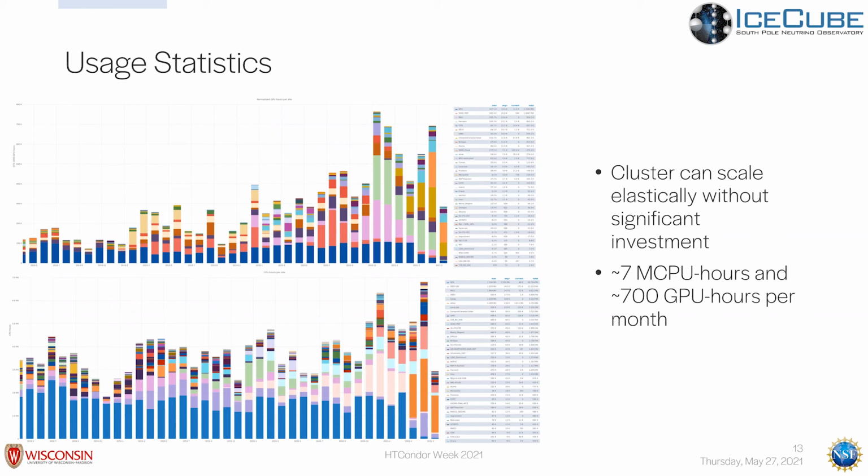We now consume about 7 million CPU hours every month, and about 700,000 GPU hours per month. So you can see, even if we double our GPU capacity, we didn't really have to do anything besides deploy these new sites, and then they run basically automatically. And most of this is to the credit of Condor just being able to handle this to first order, without us having to do a lot of fine tuning of the VMs or any of the other things.